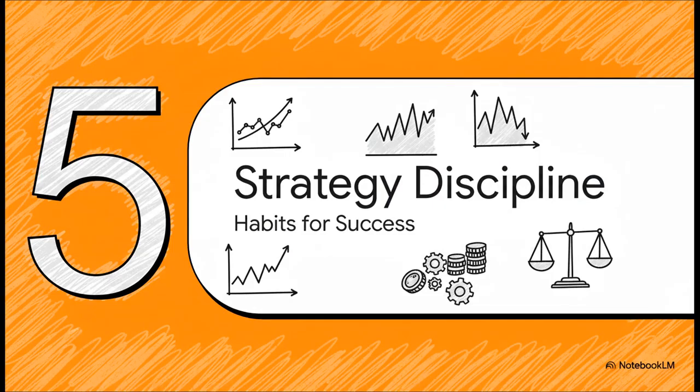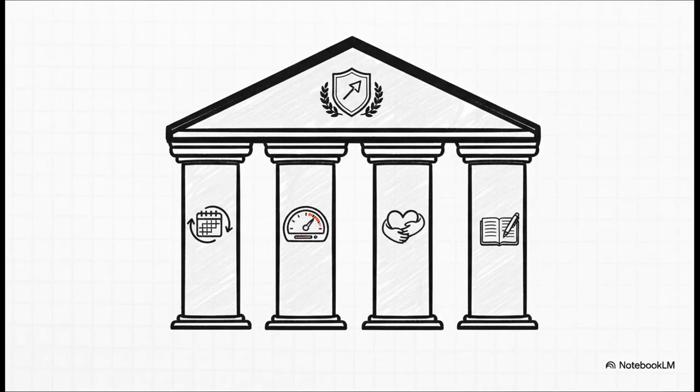Look, building a robust strategy is one thing, but managing it successfully for the long haul, that's a whole other ballgame. And it all comes down to discipline and a few non-negotiable habits. Here are the 4 pillars. First, reevaluate your strategy regularly, maybe once a quarter, but don't constantly re-optimize every time you have a losing trade.